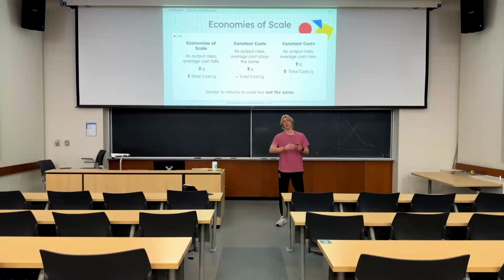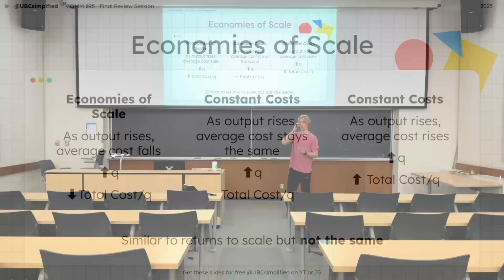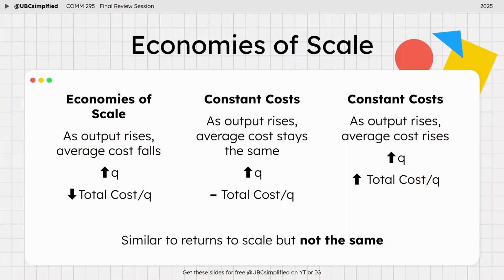So now if our output rises and our average cost falls, then we have economies of scale, which means we want to go get bigger because we have less costs. And then if the average cost stays the same, then we have constant costs. And then if it rises, then we have decreasing costs.